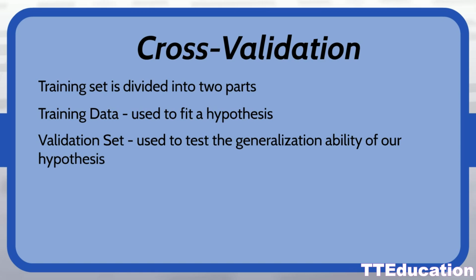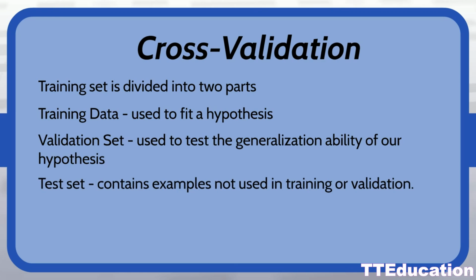Because if we only use training data, the higher order polynomials or the more complex the algorithm is always going to have a lower error on the training data. But that's not necessarily what's important. It's the ability to generalize to new instances.